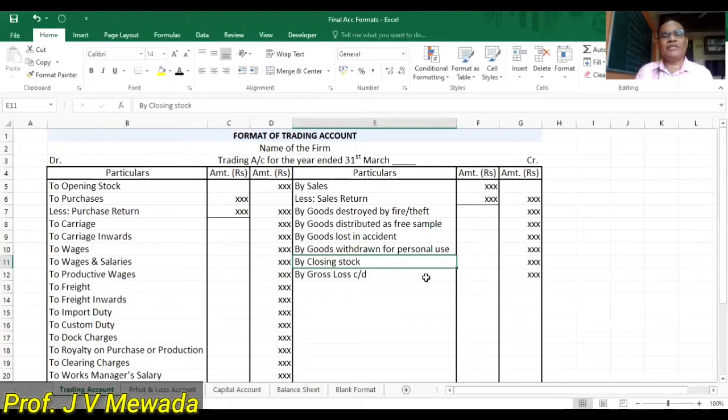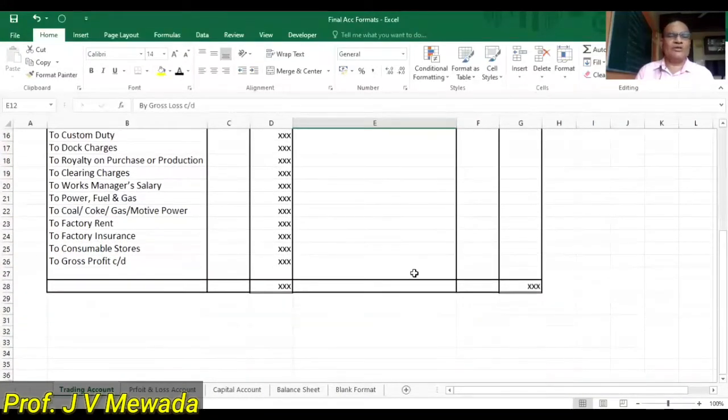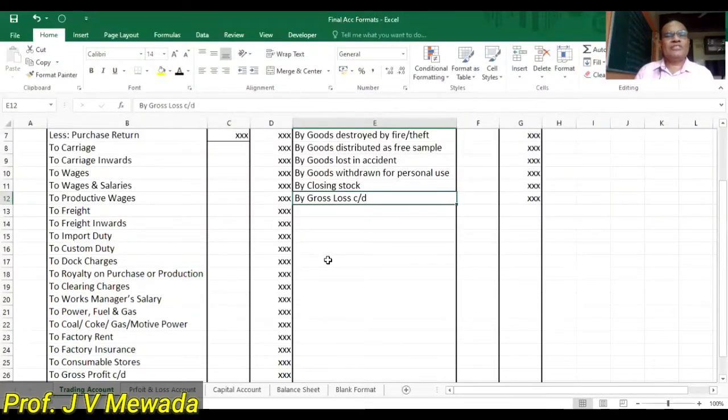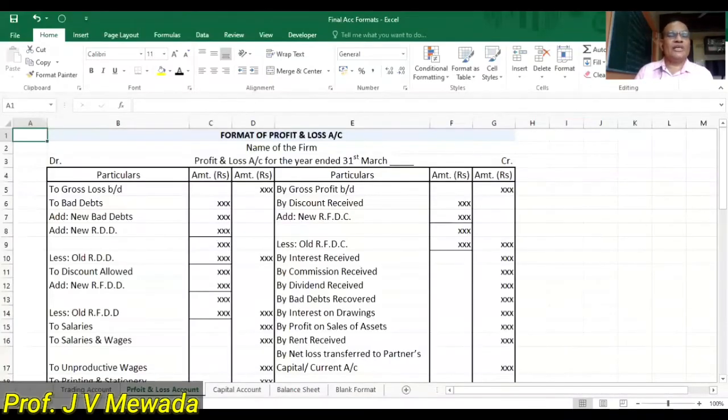And the difference on the credit side is a gross loss, which is carried down to profit and loss account. Okay. So the trading account is giving us the idea of gross profit or gross loss, which is transferred to profit and loss account.